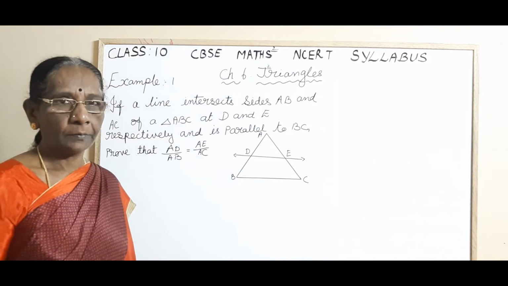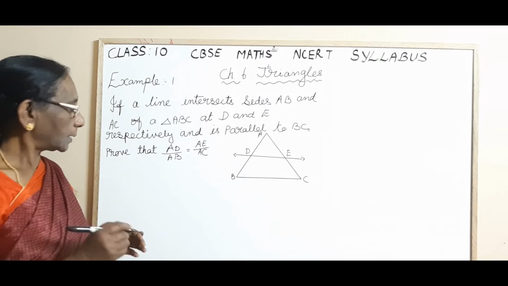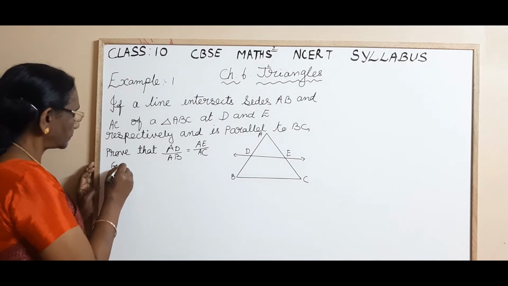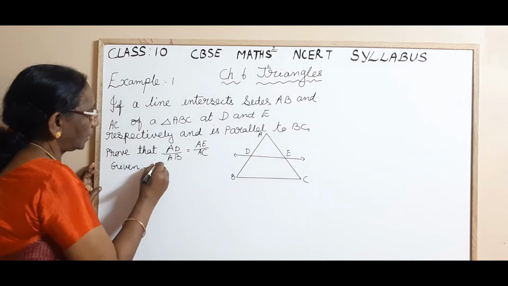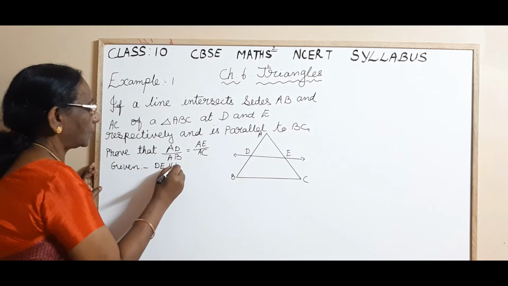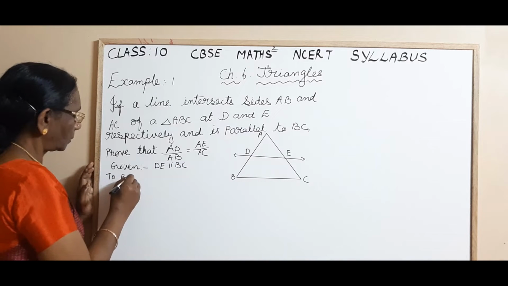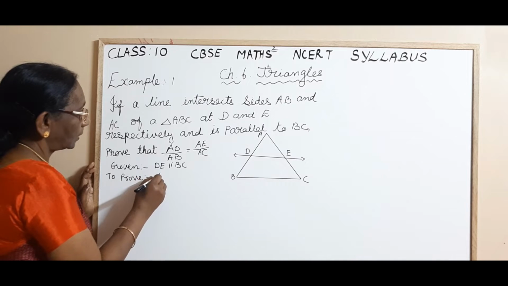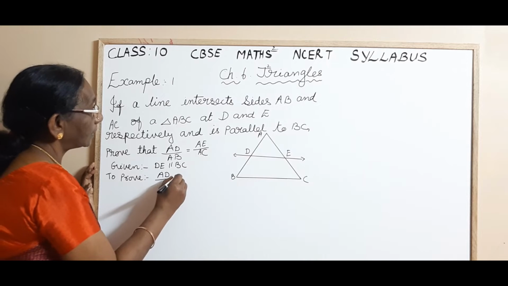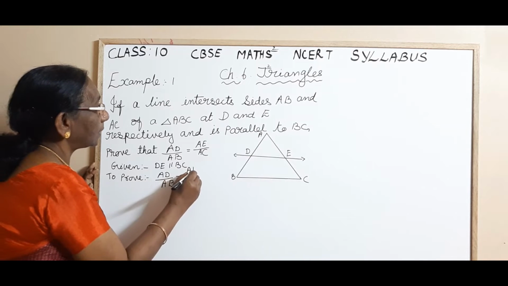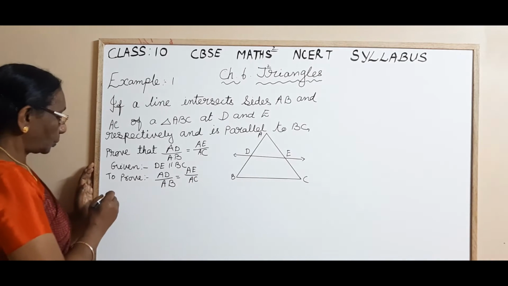How to prove? We are going to apply BPT and prove. Okay, children? First, what is given? DE parallel to BC. And what you have to prove? AD by AB is equal to AE by AC. This you have to prove. Now the proof.